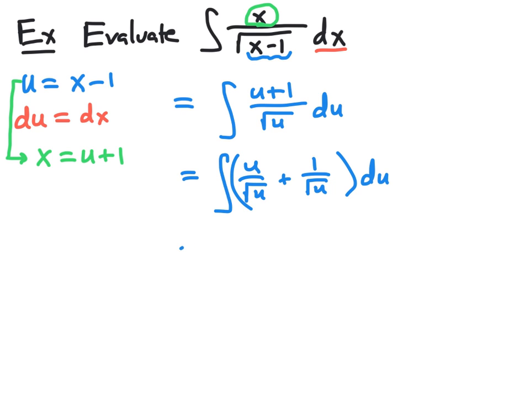Here, u over the square root of u is going to be u to the 1/2 power. And 1 over the square root of u is going to be u to the negative 1/2 power. Again, that's using that the square root of u is u to the 1/2 in both cases, and combining the exponents. And so what we have to do now is compute this integral, which we can do using the power rule.